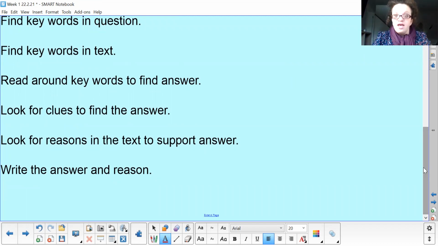So we're using those clues, but we're saying, right, I think this. And the reason I think this is because of these bits in the text. These bits support my answer. They support my thinking.